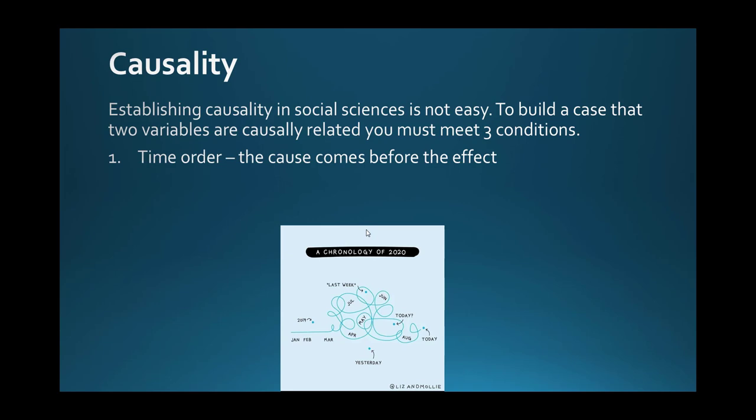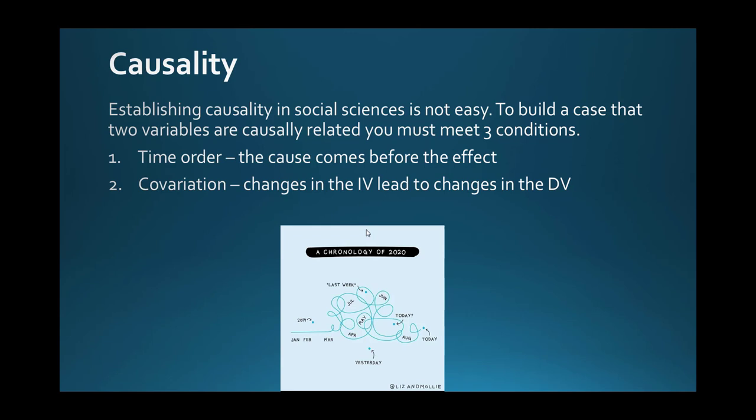So in this case, my little picture here, my sense of time has been impacted by COVID. So what I'm trying to understand is my changing sense of time. That's the effect. And what I think is influencing my changing sense of time is a global pandemic. That's the independent variable.